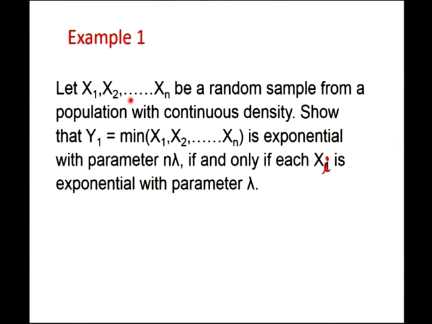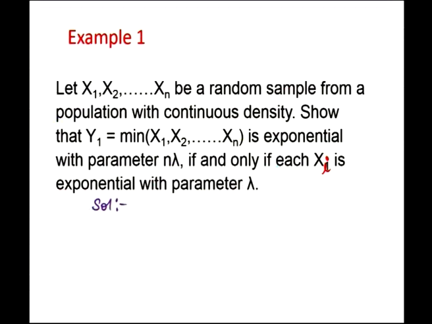So, the first example goes like: let x1, x2, x3 up to xn be a random sample from a population with continuous density. Show that y1, equal to minimum of x1, x2, x3 up to xn, is exponential with parameter n lambda if and only if each xi is exponential with parameter lambda.